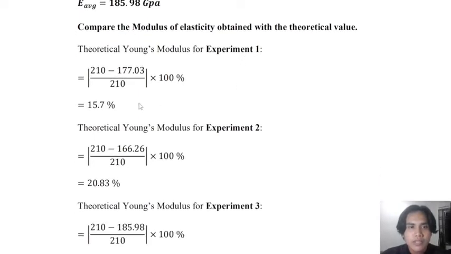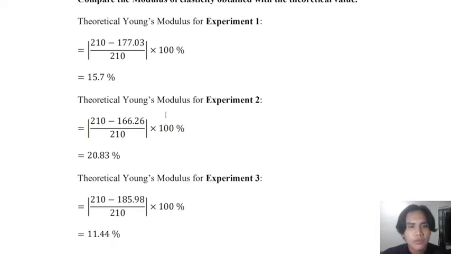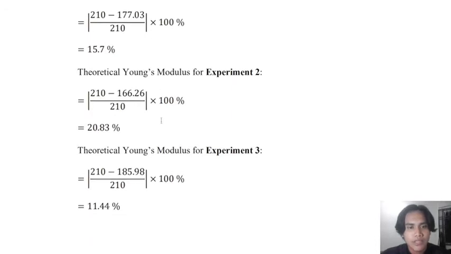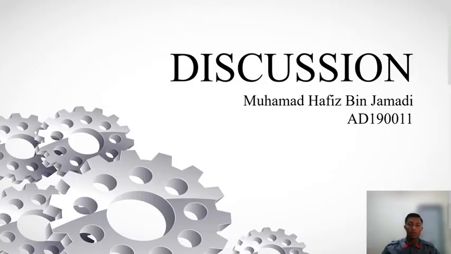For experiment 1, we get 15.7%. For experiment 2, we get 20.83%. And lastly, we get 11.44% for experiment 3.